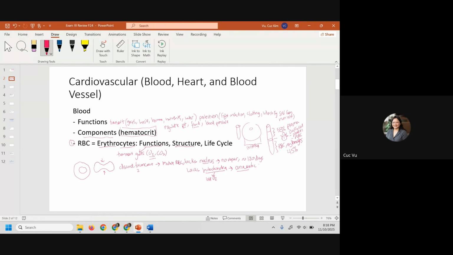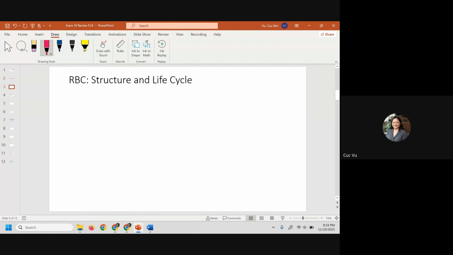Questions? All right. Nope. Okay. So let's talk about the life cycle of a red blood cell. So a red blood cell is produced where? Bone marrow. Exactly.